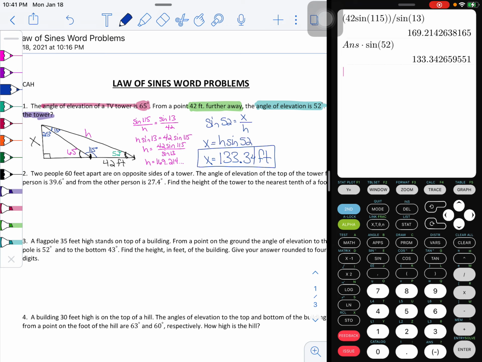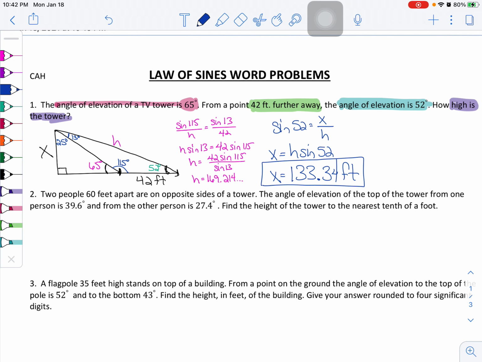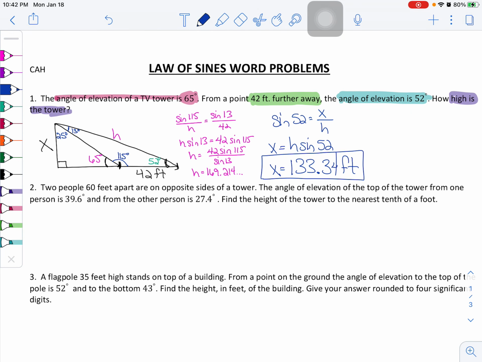All right. So this is where law of sines is going to be useful in terms of figuring out these multi-part problems. All right, so that's problem number 1. I'm going to go ahead and go on down to problem number 2. I am going to close out Calculate 84, just to make it a little easier to see the problem.